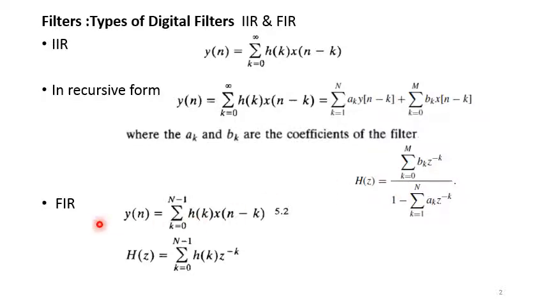Whereas in the case of FIR filters, we have the expression summation k running from 0 up to n minus 1, h(k) x(n minus k). We can also find the z transform for the FIR case. If we have impulse response h(k), then H(z) will be equal to summation k running from 0 up to n minus 1, h(k) z to the power minus k.